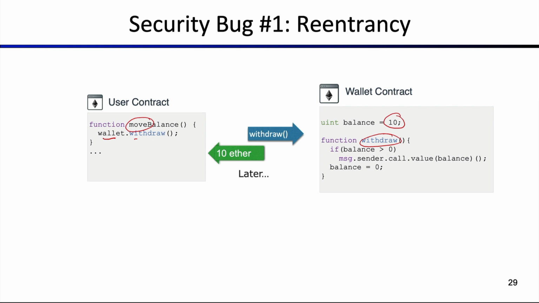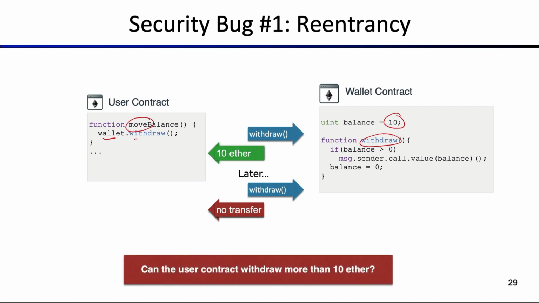But what about later? If later we call withdraw again, there should be no transfer, right? The balance should be zero. There should not be any additional funds coming out of the contract. Well, the question is really here: can the user contract withdraw more than 10 ether of the wallet contract? I would like you to pause the video quickly, or think about this, or maybe you can even comment in the chat. Is it possible, yes or no? And please also mention why it might or might not be possible.